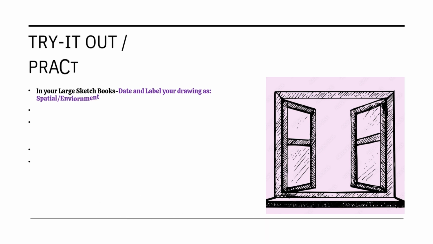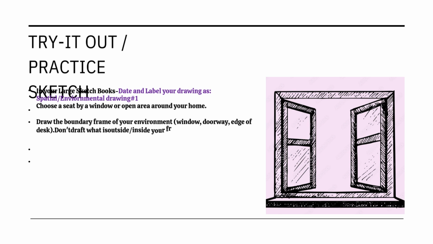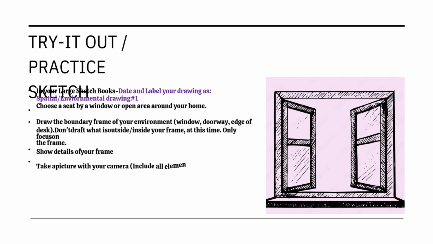I would like for you all to try to open up your large sketchbooks. You're going to date your drawing as spatial and environmental drawing number 1. Find a seat near an open window or somewhere around your room or even a doorway. You're going to draw the boundary frame of your environment. So whatever that window, the doorway, or even if it has an edge of a desk included in your view, definitely draft that. Take an image of what you're going to be drafting using your phone or some type of camera. You only want to focus on the frame when you draft this.